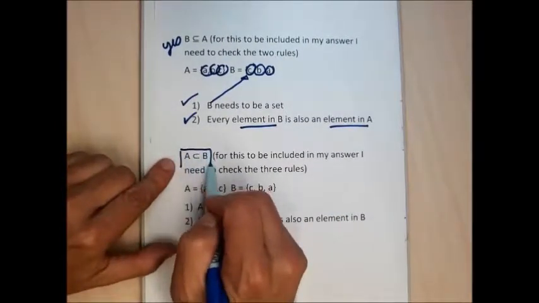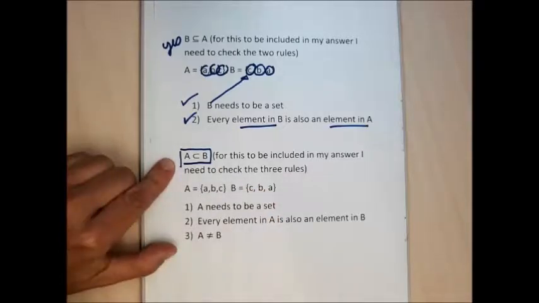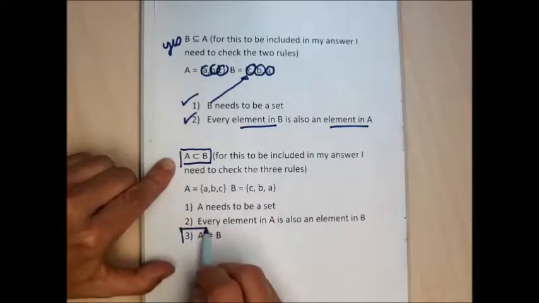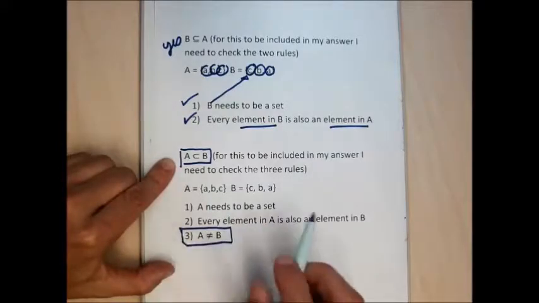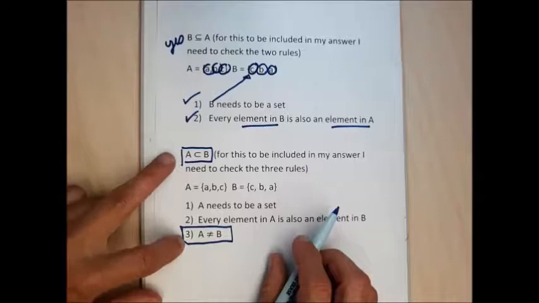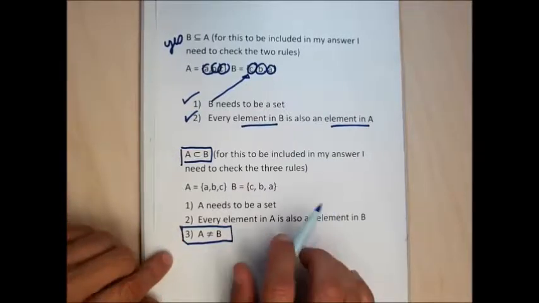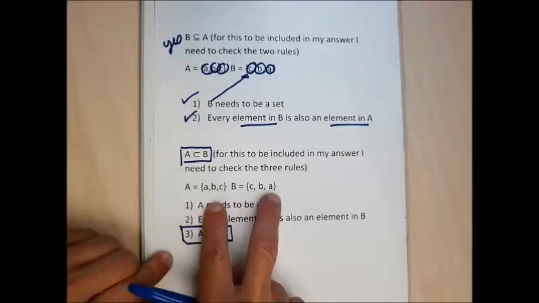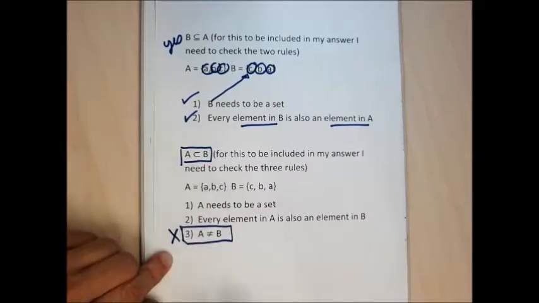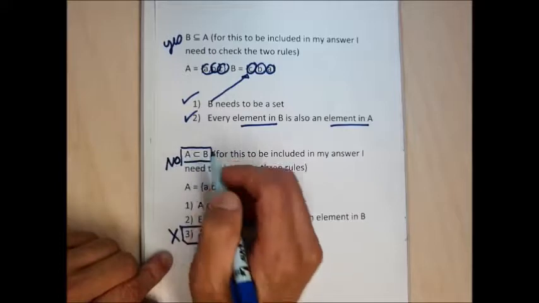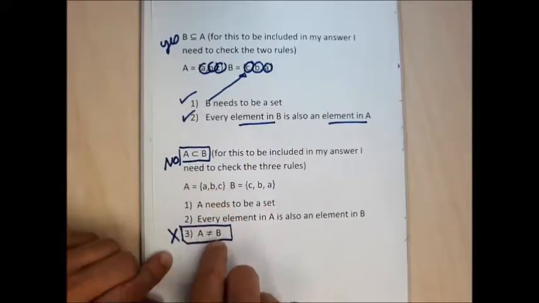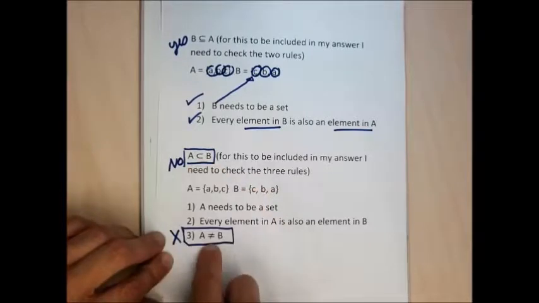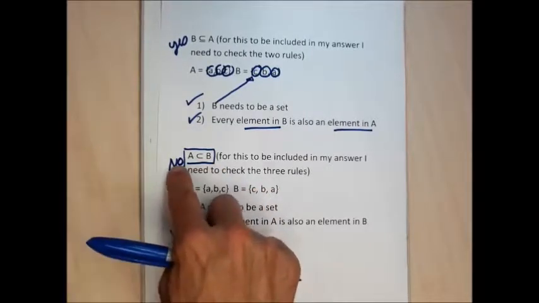Moving on to checking for A as a proper subset of B. For A to be a proper subset of B, I have to check three rules. And I've already checked the top couple rules when I was doing regular subsets. This is the rule right here that's going to keep this from being part of my answer. Because for A to be a proper subset of B, the sets can't be equal, but these sets are equal. So I'm going to just say this one's not going to be part of my answer. I'm not even going to worry about 1 and 2 because I knew that these sets were equal. And for proper subsets, I'm not allowed to have equal sets, so I'm not going to include that in my answer.